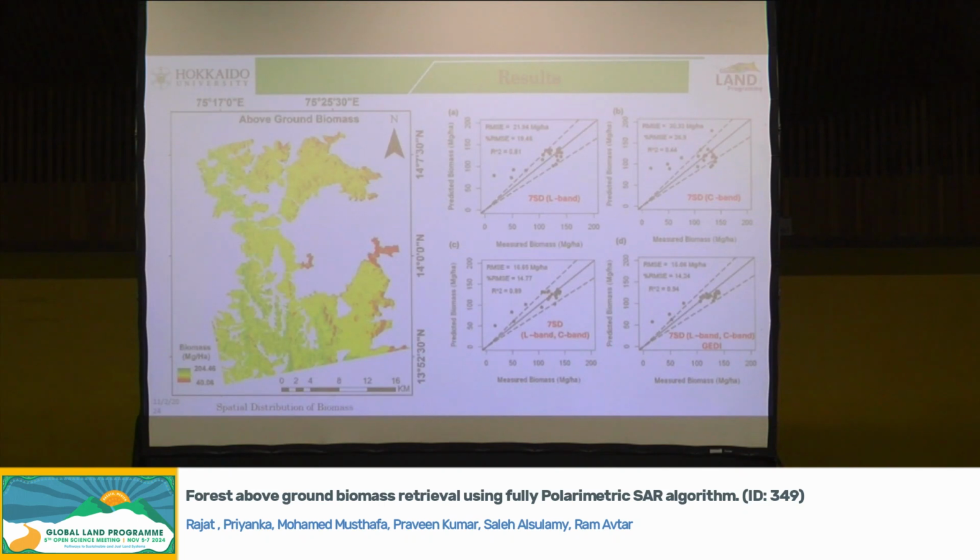So these are the results of the multi-frequency analysis, and we can see that there is a significant improvement in the accuracy of the biomass estimation. First, with the single frequency model, L-band performed better than C-band. And if we combine the L-band and C-band, the accuracy is improved significantly from 19.46% to 14.77%. And if we add JDA to improve the accuracy further, it is only marginally improved, to 14.2%.